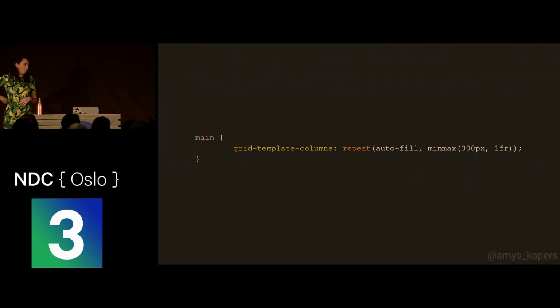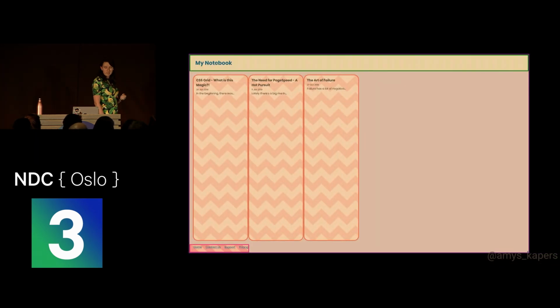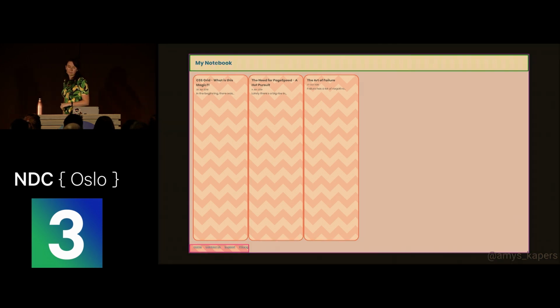So that's what we wanted. We wanted it to be at least 300 pixels wide, but take up any extra space that's available, go up to 1 FR, which does that. You can see we've now got columns, and you can see there's a gap at the end. They haven't spread to take up more room because there is room for more columns there.